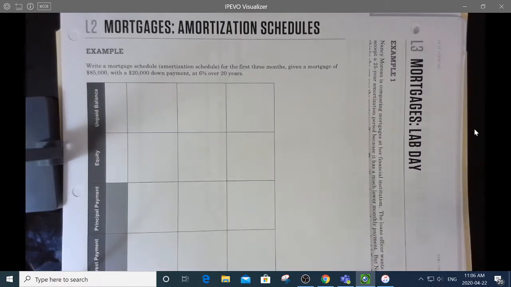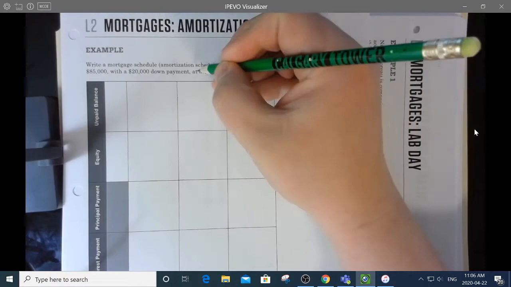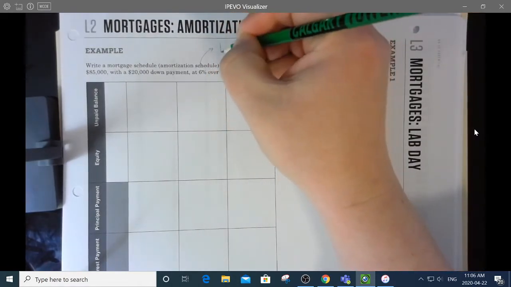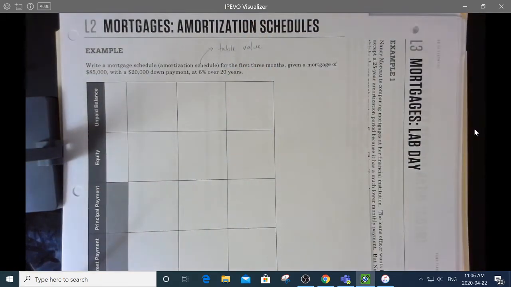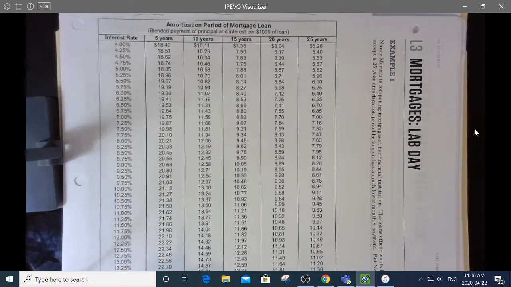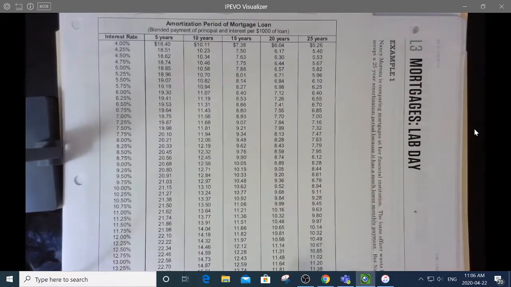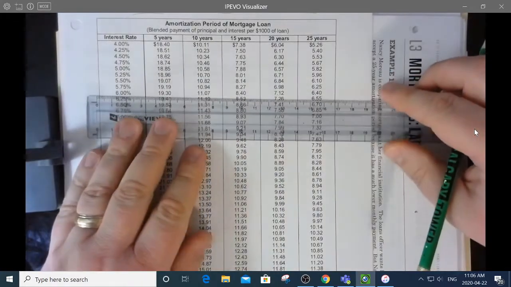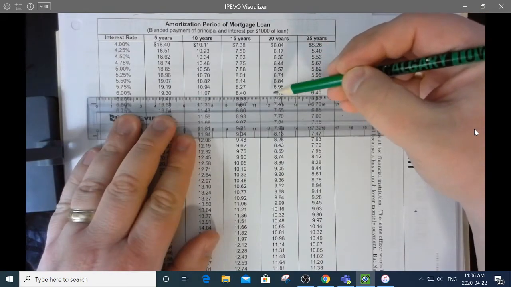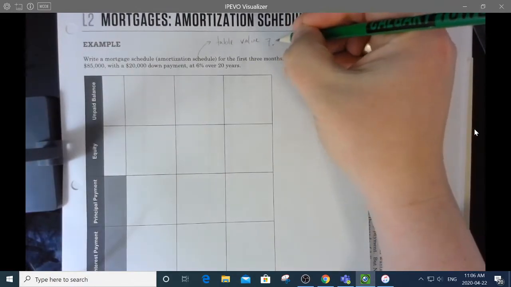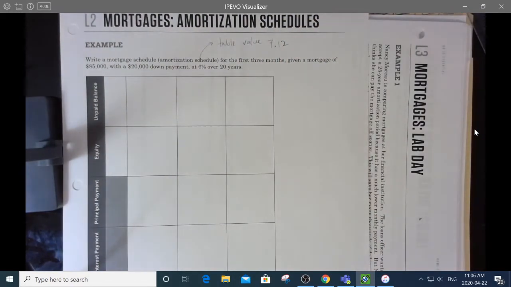Oh, and my screen's frozen. Unfreeze. There we go. Freeze. So we're going to basically do this. Remember that this 6% leads us to a table value. 6% at 20 years. Let's go to that table. This is the same one we used in lesson 1. I can't read sideways that easily on this table, so I need a ruler. So 6% for 20 years is 7.12. Let's remember that number, in fact, we'll write it down. It's 7.12. So that's $7.12 that you pay for every $1,000 that you borrow.